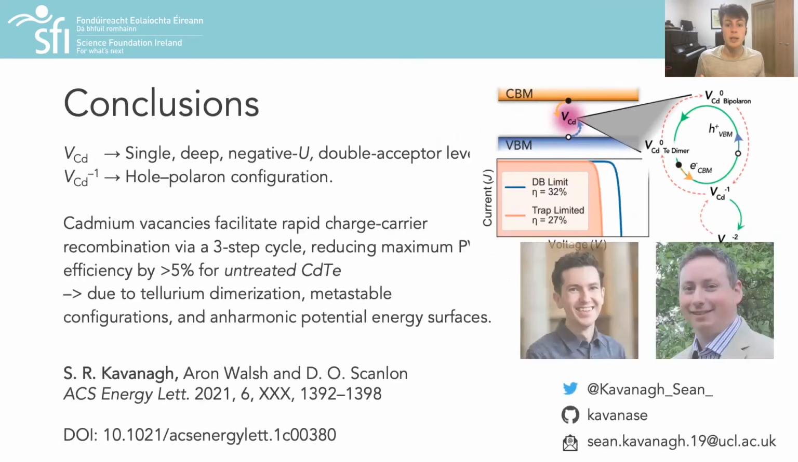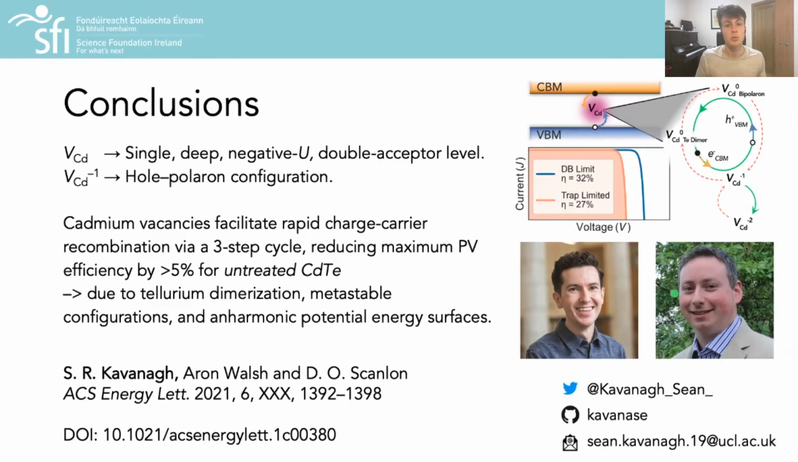To conclude, we calculate a single deep negative U double acceptor level for the cadmium vacancy while reproducing the experimentally observed -1 hole polaron, finally reconciling theoretical predictions with experimental observations for this defect species. We find the cadmium vacancy facilitates rapid non-radiative recombination through a 3-step charge capture cycle, reducing maximum power conversion efficiency by over 5% for untreated cadmium telluride, a consequence of tellurium dimerization, metastable structural arrangements, and anharmonic potential energy surfaces.